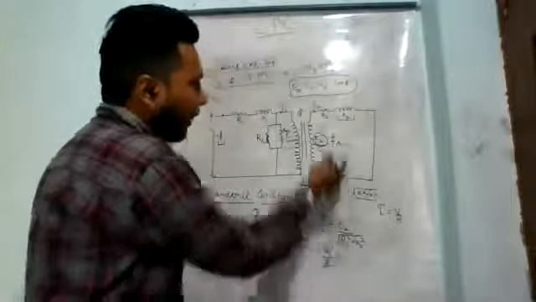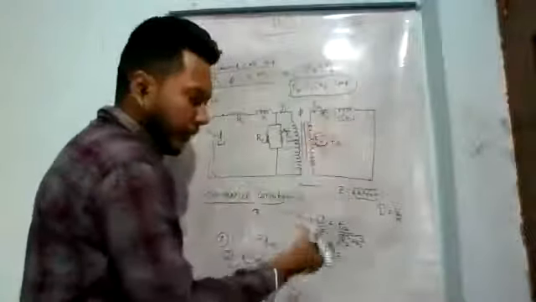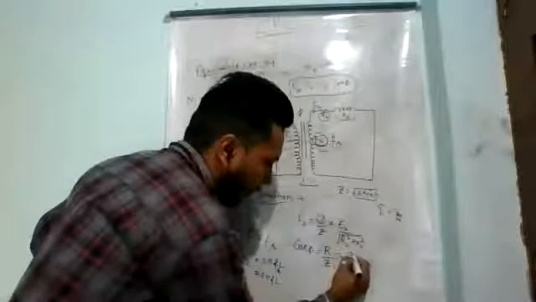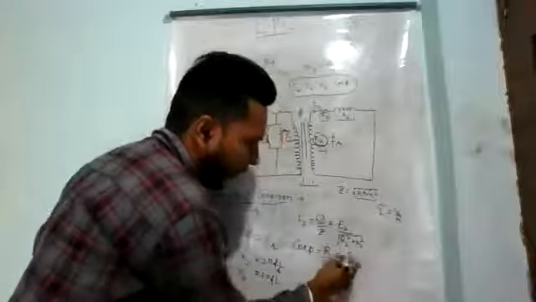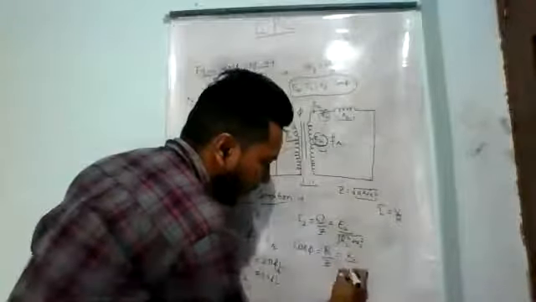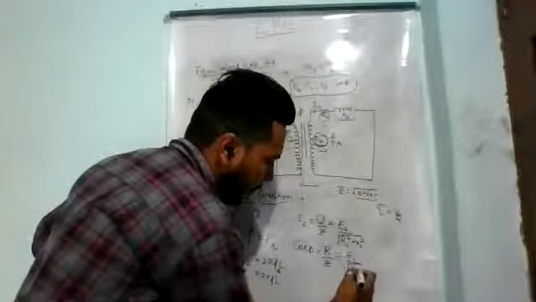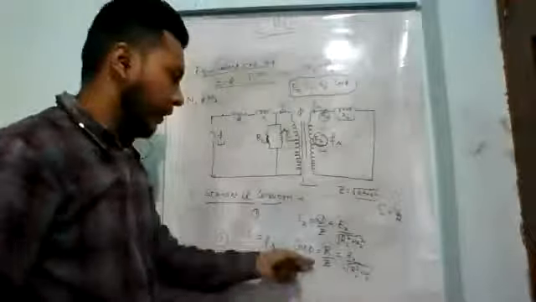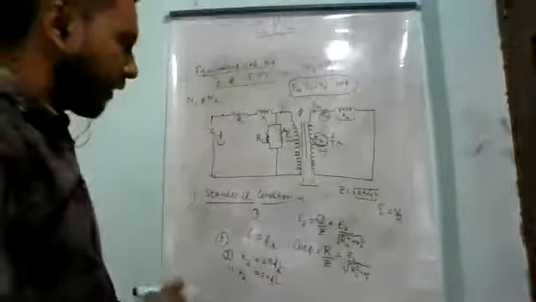Here the value of R is R2, because we are talking about the secondary side. Therefore, in place of R there is R2, and in place of Z there is the square root of R2 squared plus X2 squared. This is the value of power factor at the secondary side.